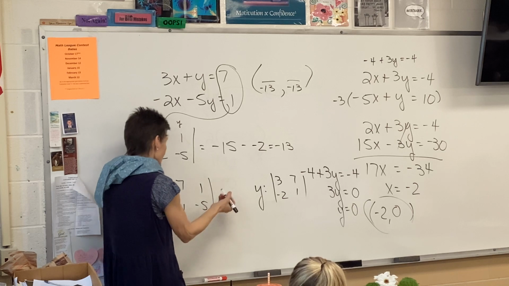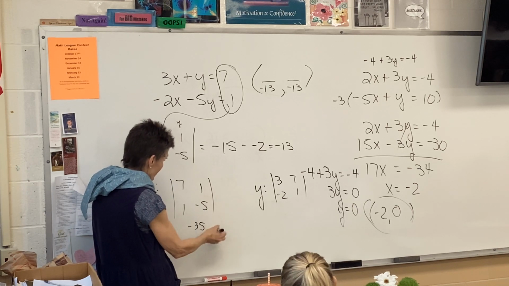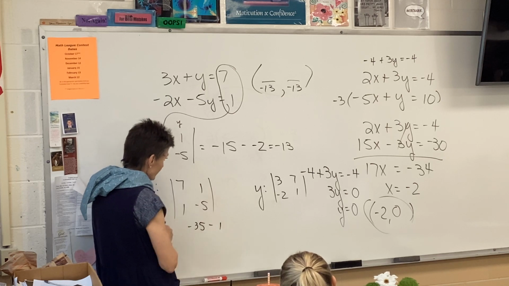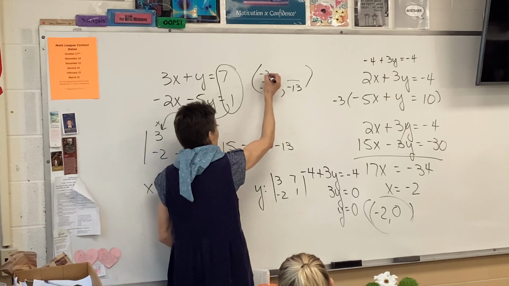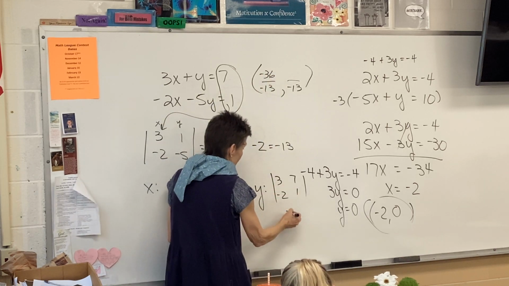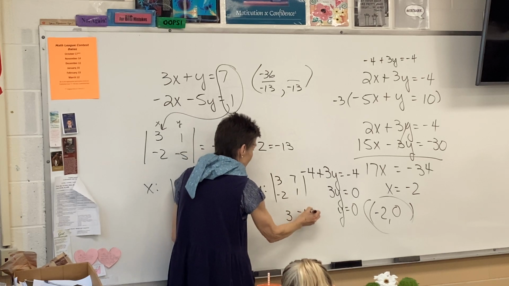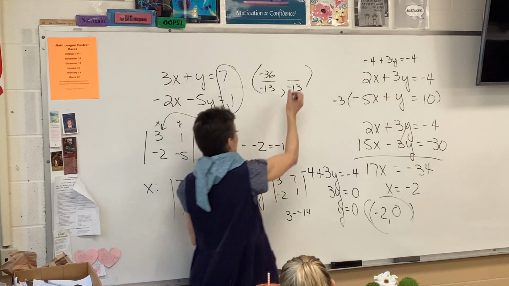All right, now evaluate, same way we did before. So this is gonna be negative 35, 1, subtracted, that's gonna give me negative 36. And then 3, negative 14 subtracted gives me 17.